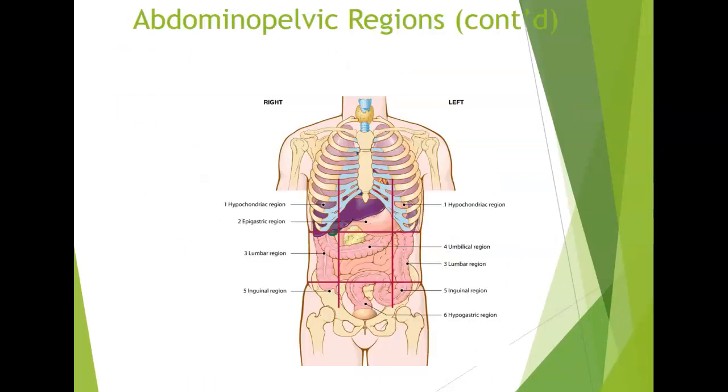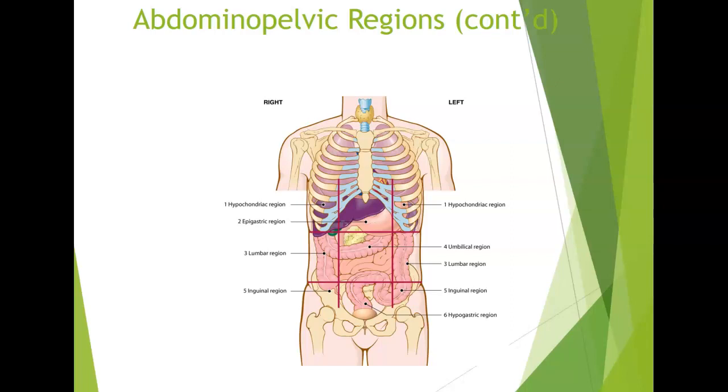Oops, I just jumped. We also have different regions in the body. We have abdominopelvic regions. And that is going to be our hypochondriac region, our epigastric region, our lumbar regions, which are going to be to the side, our umbilical region, which is here in the middle where our umbilical cord is, our inguinal, which again will be on either side, and our hypogastric.